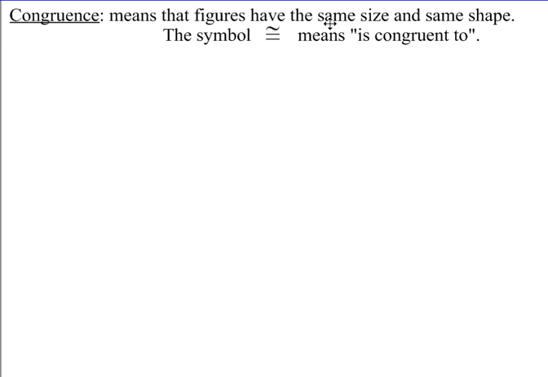If figures have the same size and the same shape, a lot of people might think, why aren't we just using an equal sign? Well, because through transformations we move things to different places, that's going to allow us to say that it's not exactly the same, because if it was exactly the same, it would be in the exact same place. But since it's not in the exact same place, although it has the same size and same shape, we add that little curvature line up on top there, and that's going to mean "is congruent to."